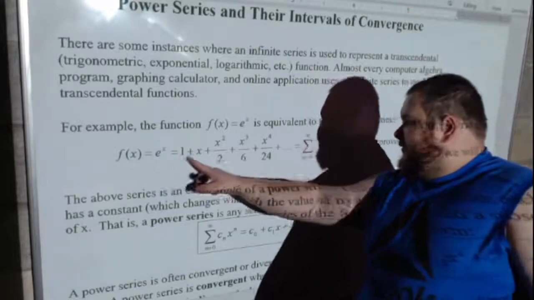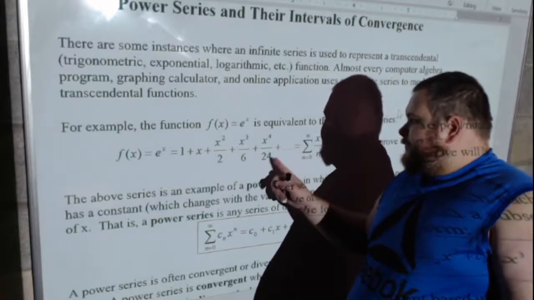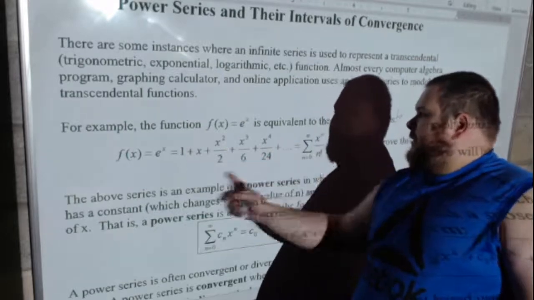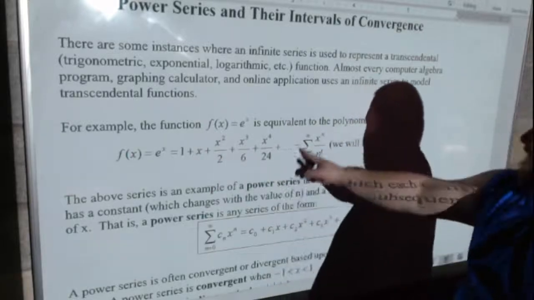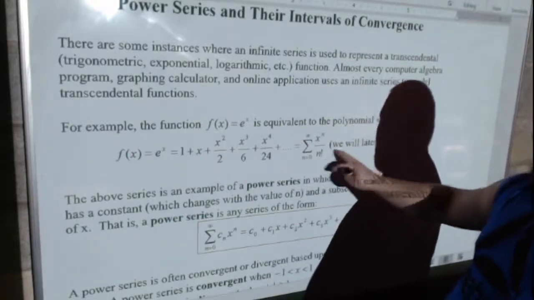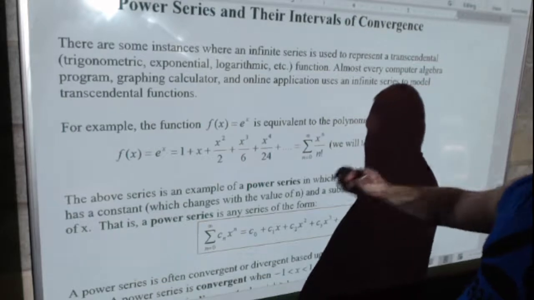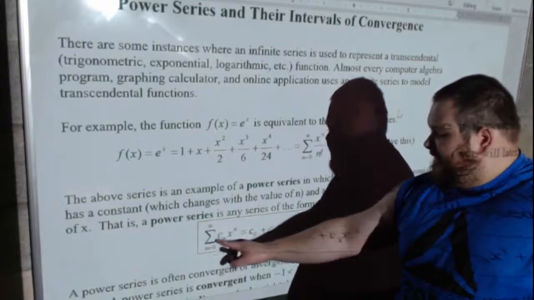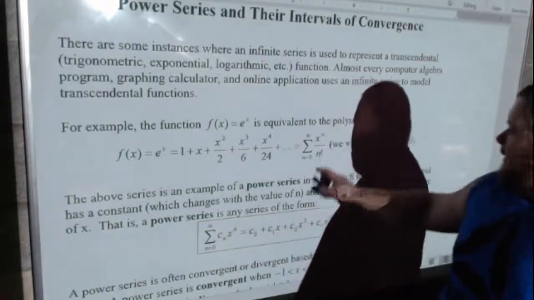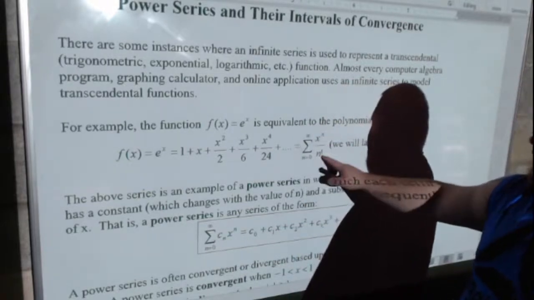So e to the x to the first 5 terms looks like this. And that can be written as a summation that looks like this. And we'll prove this later. So if it looks like this form, this c sub n, that's just some constant. And in this case, it's 1 over n factorial.